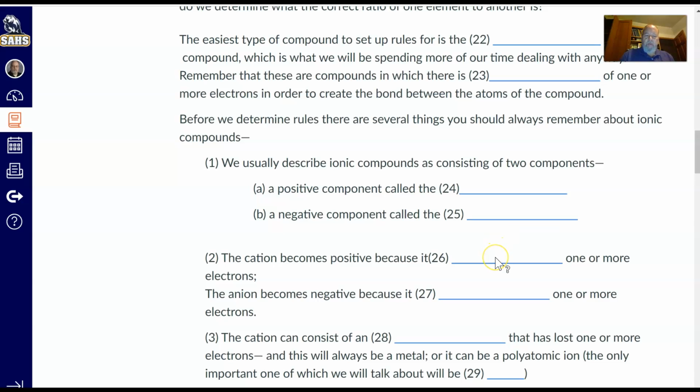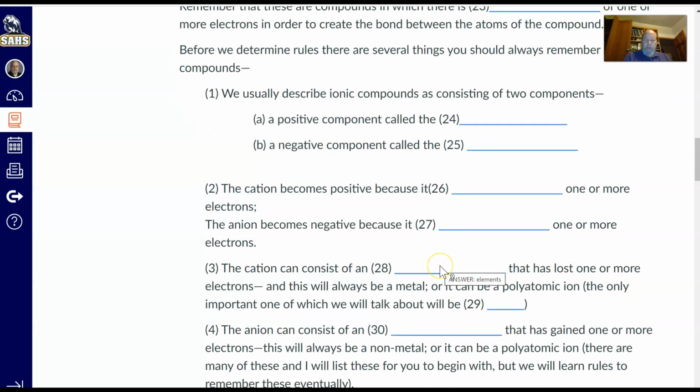Okay, now we also remember that the cation becomes positive because it gives up or loses 1 or more electrons, and the anion becomes negative because it takes 1 or more electrons. And then the cation can be one of 2 things. Almost always it will just be an element, right? It's just going to be a metal element that's lost 1 or more electrons. This will always be a metal. But it could also be a polyatomic ion, and we said there was only a single polyatomic ion. That was the ammonium ion, the NH4 ion.